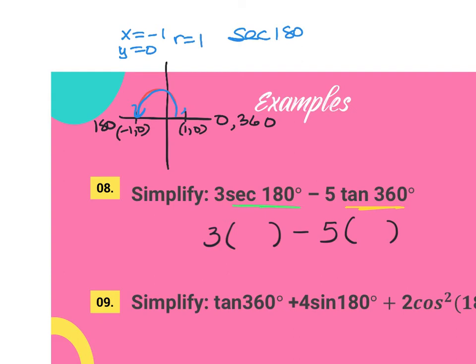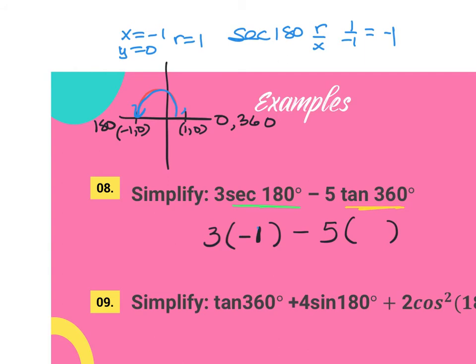When I go to do this, secant, remember it's the reciprocal of cosine. So what I can do is put it in here upside down, r over x, 1 over -1, simplifies to -1. So here, I'm going to write 3 times -1.